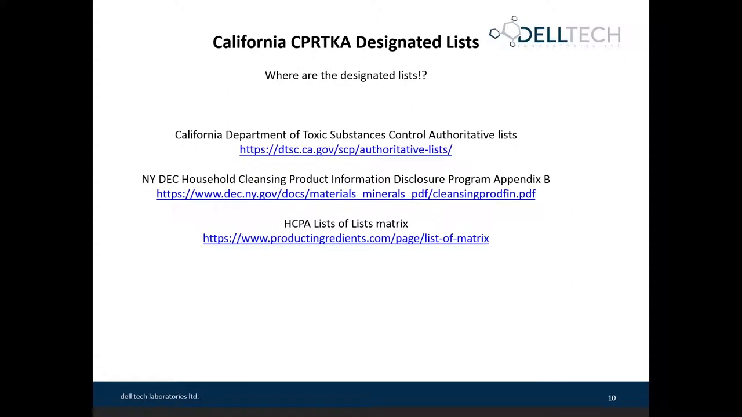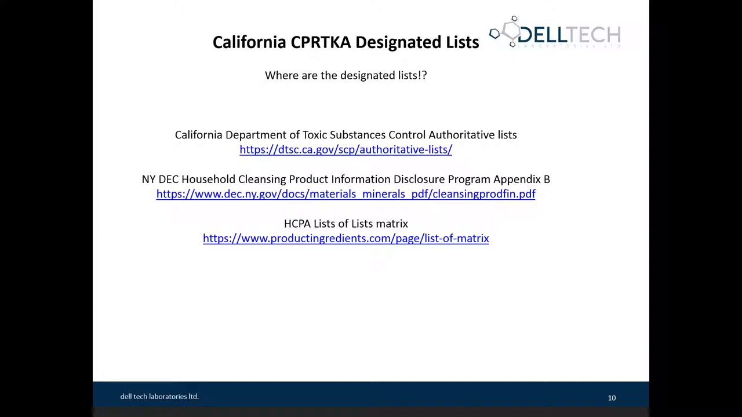So where are the designated lists? Well, California has defined what the lists are. SB 258, the California Clean Products Act, doesn't tell you where they are. But here's three sources. One is the California Department of Toxic Substances Control authoritative list. They have each list and they have a PDF to download, but you'll have to look at the dates of the PDF. Some of them may be stale dated. Some are 3 months old, some are 2 years old, and we're going to see that in the demonstration shortly.